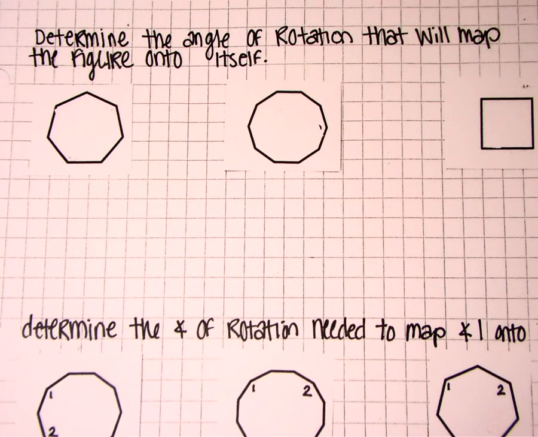This lesson is about how to use rotational symmetry and how to map a figure onto itself. So let's go ahead and get started. In this first example, it says determine the angle of rotation that will map the figure onto itself.